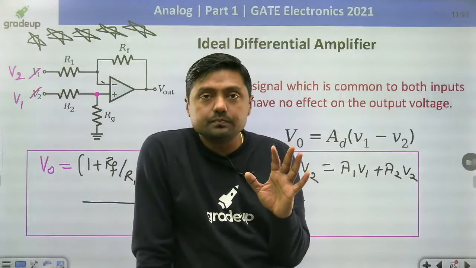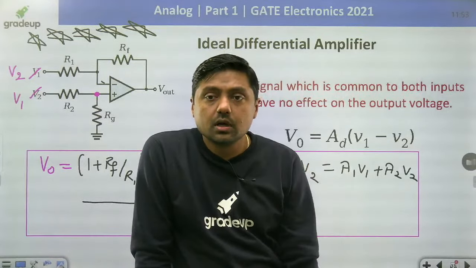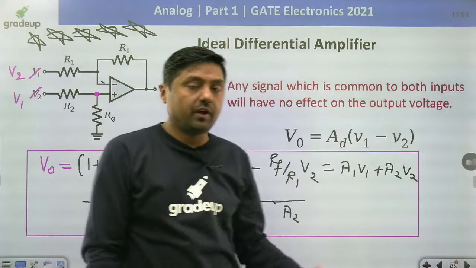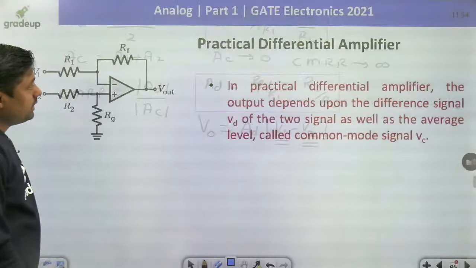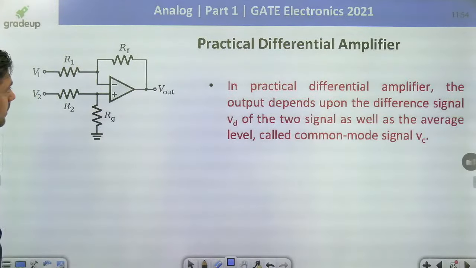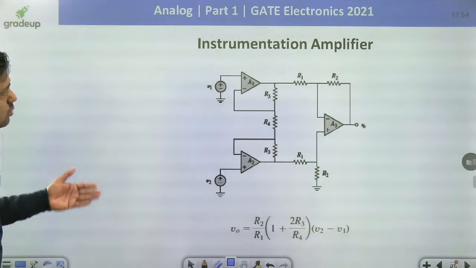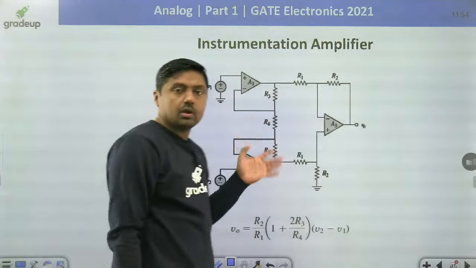Now next one, ready for next? Yes, this is up to differential amplifier. And different types of differential amplifier, we will solve number of numericals on the Gradeup app. Common mode rejection ratio, already there is a formula. And this is the instrumentation amplifier.